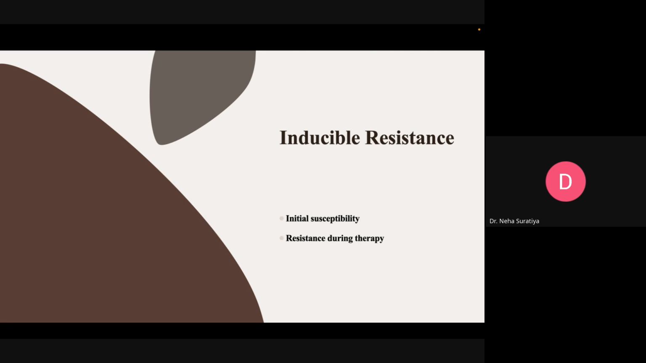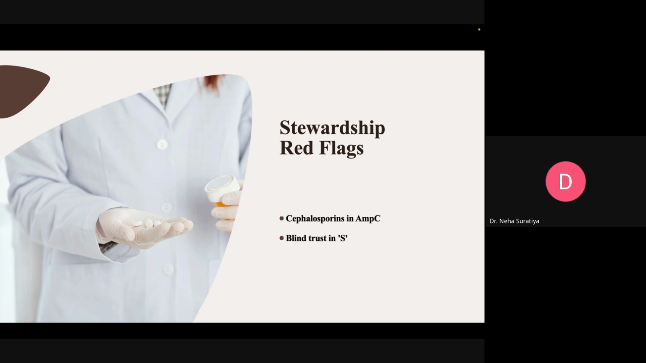Okay, so inducible resistance. What are the stewardship red flags while handling this, guys? Red flags for the pharmacist: I will consider a third generation cephalosporin in an AmpC organism a very big red flag. If you are looking at it, stop immediately. Otherwise, in future, you will be having resistance. Blindly trusting the S written in the report. Even if your report is suggesting susceptible or sensitive, don't blindly trust, always correlate.